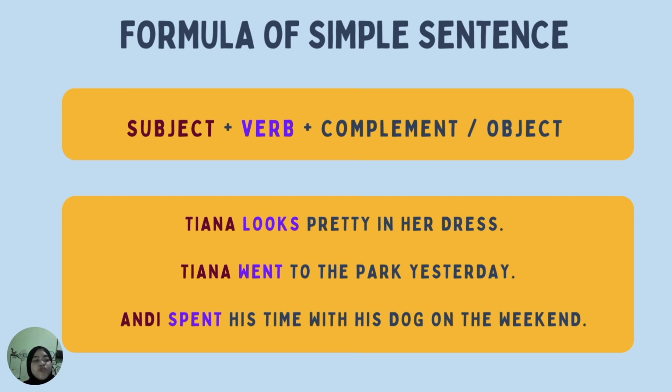Tiana looks pretty in her dress. Tiana here is the subject and the verb is looks. And the complement, the rest of the sentence, is the complement. Tiana, a subject, went as verb, and to the park yesterday as a complement. And the last example, Andy as subject and spent as verb.